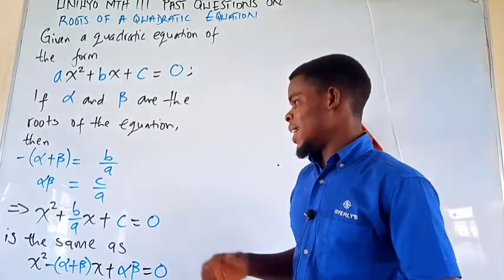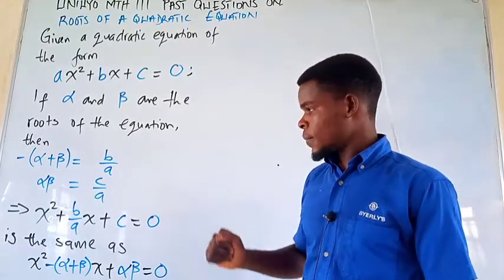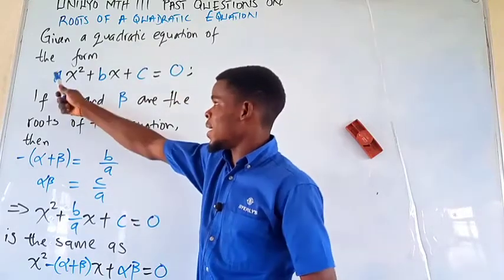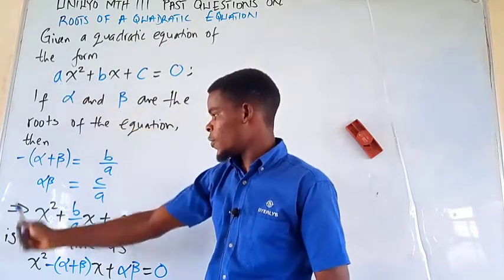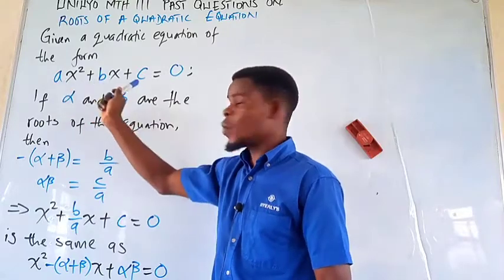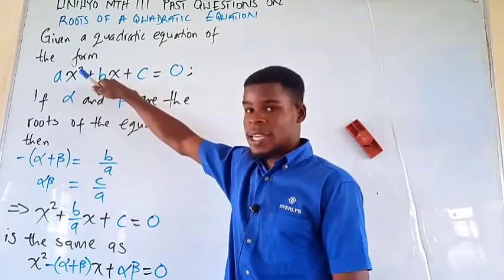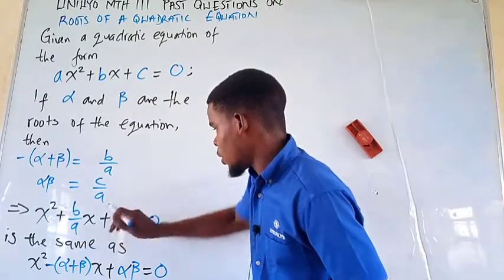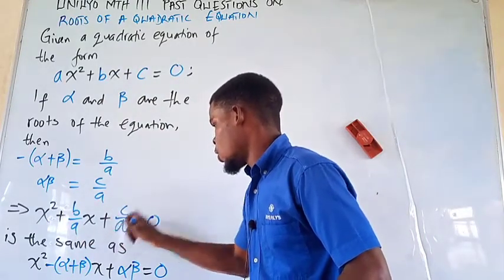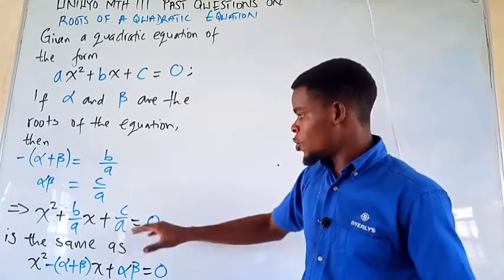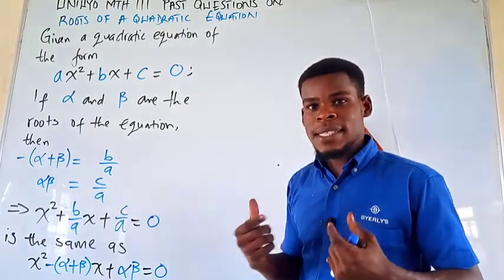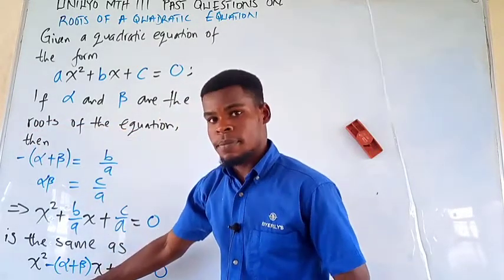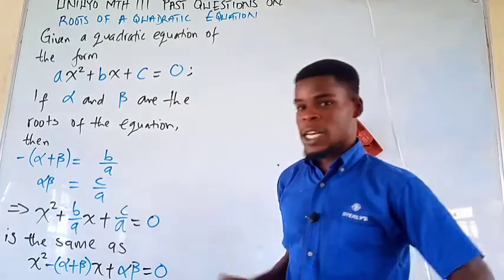We're going to use these two equations a lot of times, in fact almost all the time. Noting this, if we divide this equation through by a, we'll have 1 as the coefficient of x squared, b over a as the coefficient of x, and c over a as the constant. So in place of b over a, we can simply put negative alpha plus beta, and in place of c over a, we can just put alpha times beta.